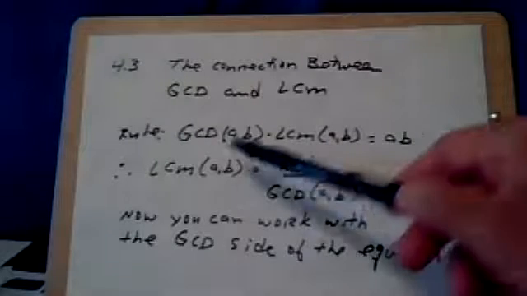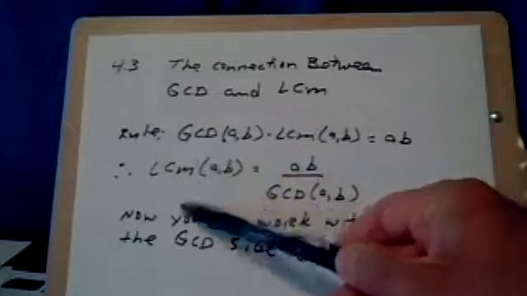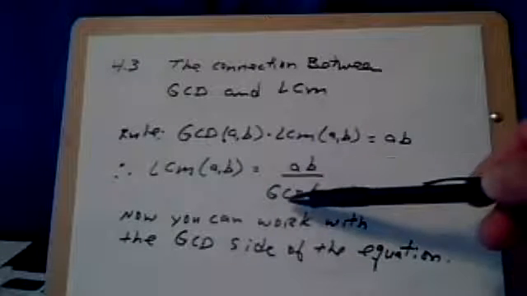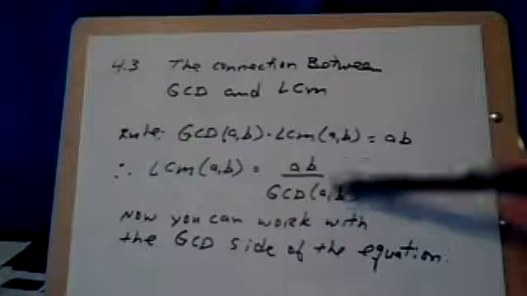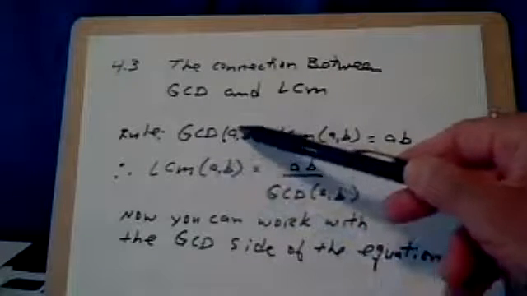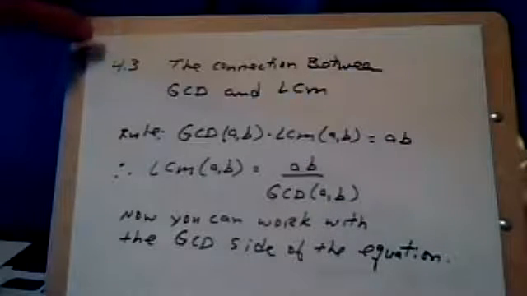So isolate the LCM, which you're looking for, but instead of doing prime factorization, go to this side of the equation and work with this side, since you have the advantage of having a Euclidean algorithm for GCD for very big numbers. So notice A, B, these are the numbers that are here. Now you can work with the GCD side of the equation to find the LCM.